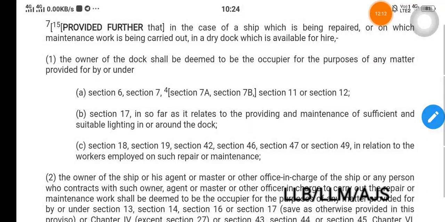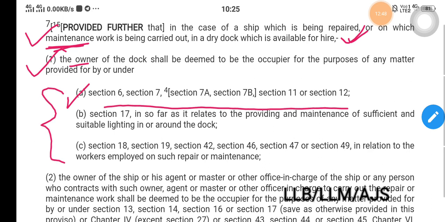Then provided further that in the case of a ship which is being repaired or on which maintenance work is being carried out in a dry dock which is available for hire, the owner of the dock shall be deemed to be the occupier. In case of a ship which is being repaired, or on which maintenance work is being carried out in a dry dock which is available for hire, the owner of the dock shall be deemed to be the occupier for the purpose of any matter provided for by or under sections 6, 7, 7A, 7B, 11 and 12.